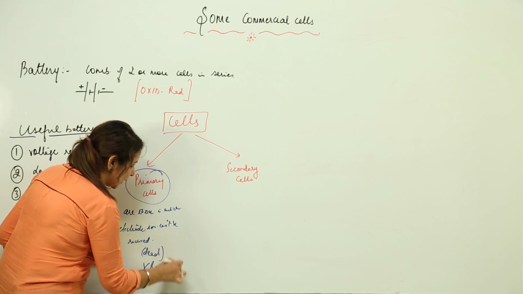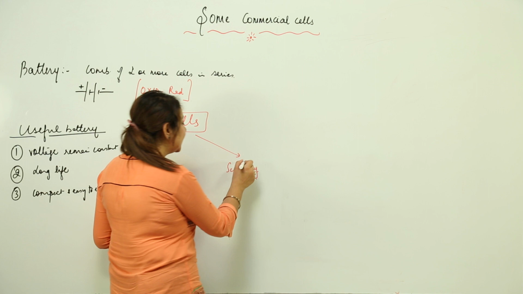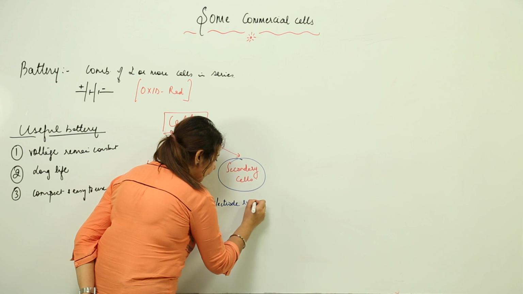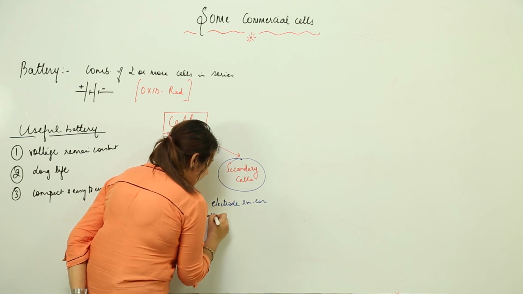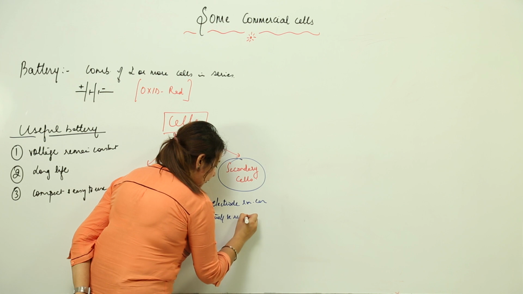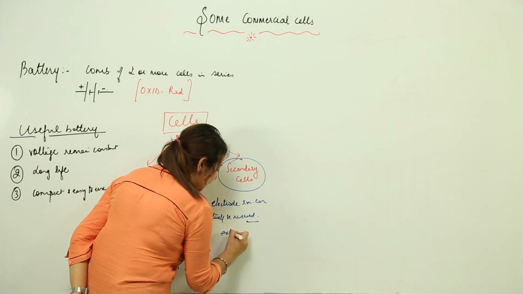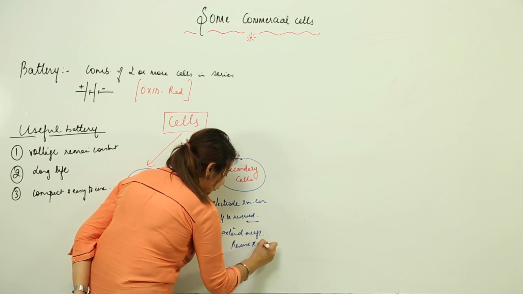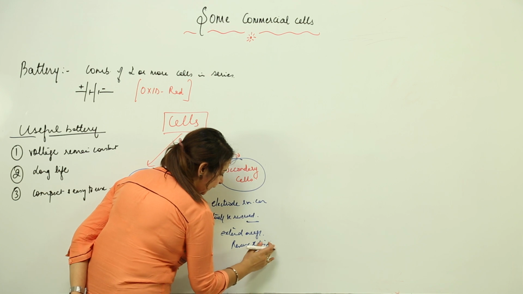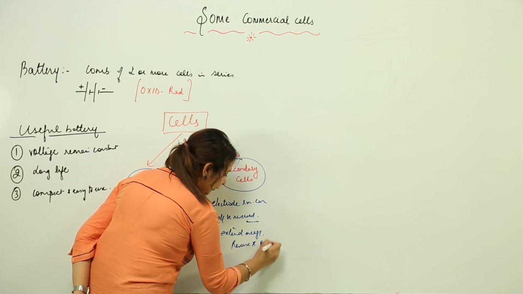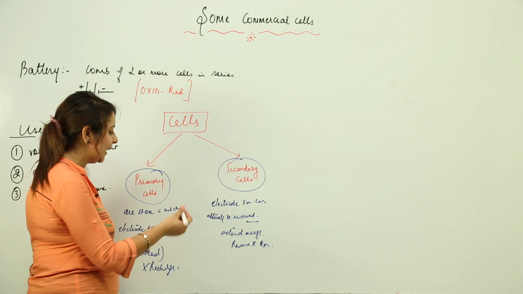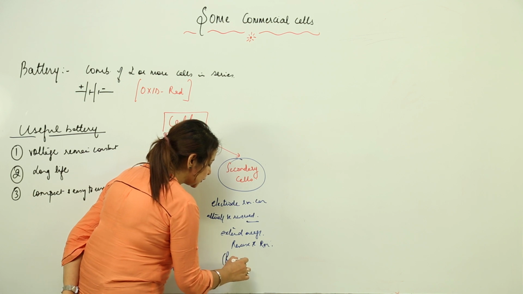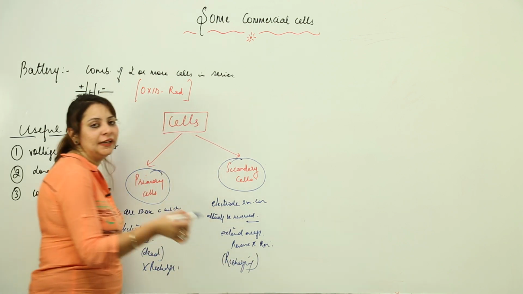But if we talk about secondary cells, in these the electrode reactions can be reversed. That means we can supply some external energy and reverse the direction of the reactions. So recharging is possible, which means the cell can be used as many times as we need.